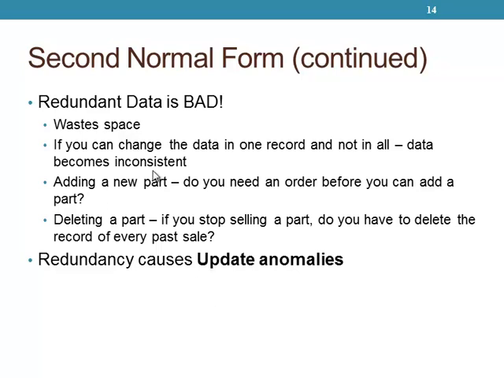If you added a new part in that table, do you need to have an order before you can have the new part in your inventory? What about deleting a part? You stop selling it. Do you have to delete the record of every past sale because you no longer have that part? Those are the reasons why you want to get to second normal form. Those would cause update anomalies. Anomalies are things that are inconsistent.